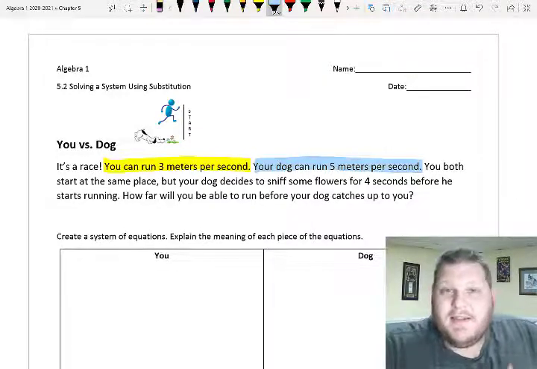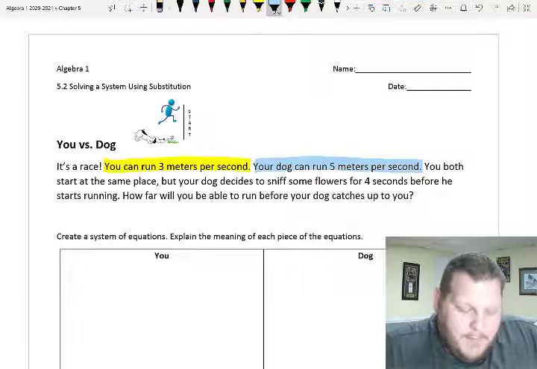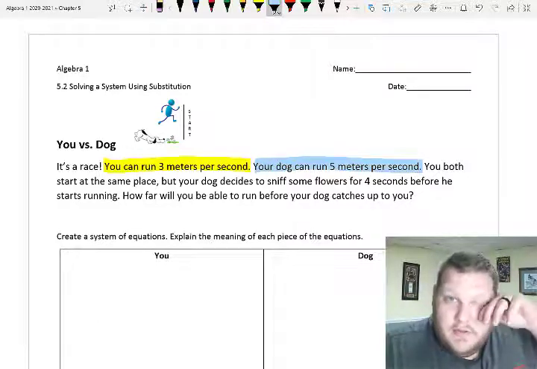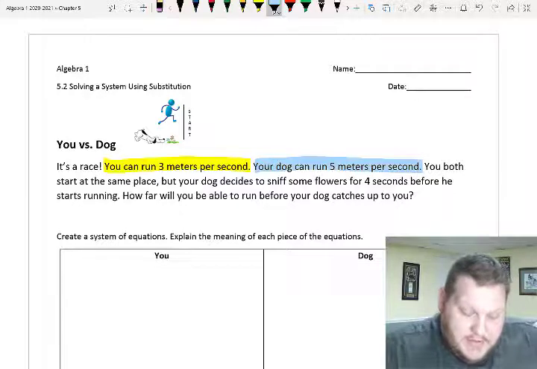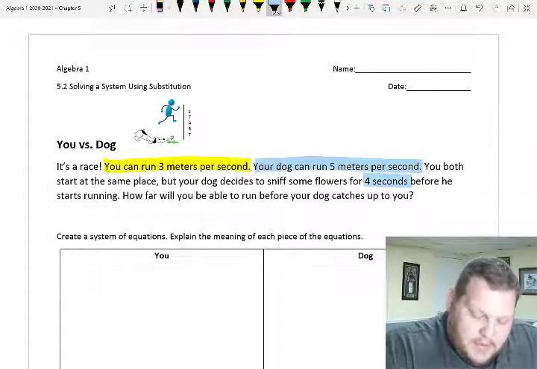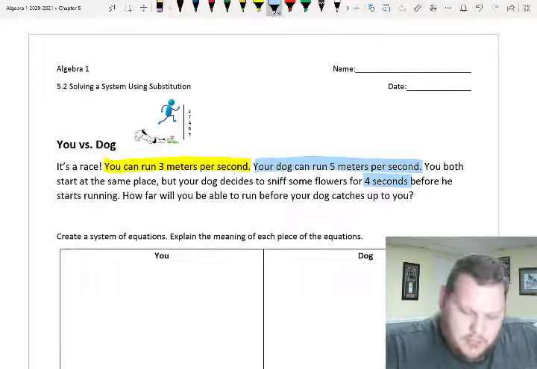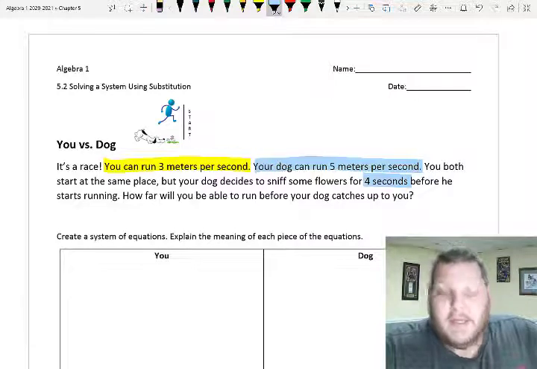You both start at the same place, so the same starting line, but as soon as you start taking off, the dog gets distracted, stops and smells some flowers for 4 seconds before he, I guess he, male dog, starts running. We're trying to figure out how far you're going to be able to get before your dog catches up to you.